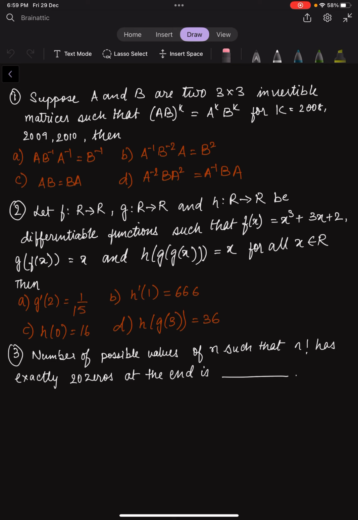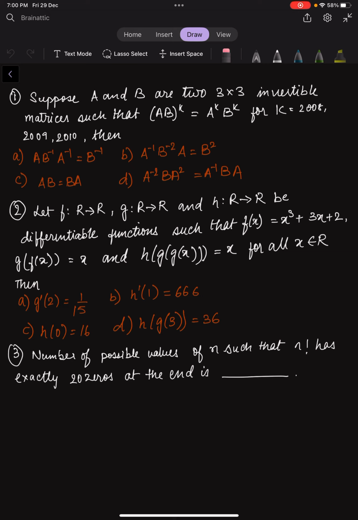Okay, so the first problem given to us is: suppose A and B are two 3 cross 3 invertible matrices such that (AB)^k is equal to A^k B^k for k equal to 2008, 2009 and 2010. Then we have a few options. Option A, A inverse is equal to B inverse. Option B, A inverse B^(-2) A is equal to B square. C, AB is equal to BA. D, A^(-2) B A^2 is equal to A^(-1) B A.